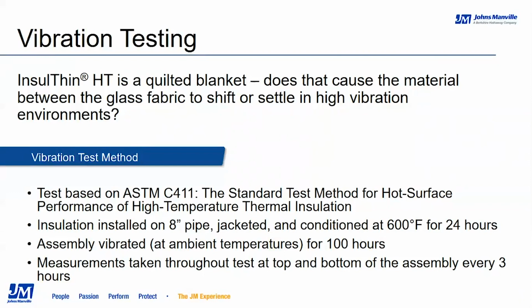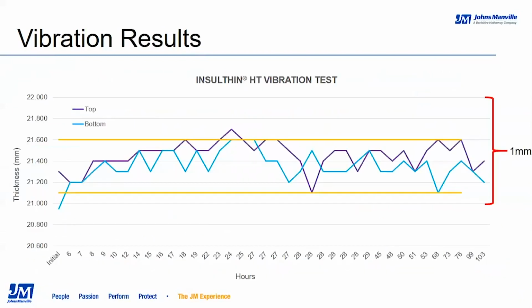For the test itself, we installed 2 layers of 10 millimeters of InsulThin HT on an 8-inch pipe and jacketed it, and then we conditioned the assembly at 600 degrees for 24 hours. After this, we vibrated the assembly at ambient temperatures for 100 hours, taking measurements at the top and the bottom of the assembly every 3 hours throughout the test. So here's a glimpse of what the results were.